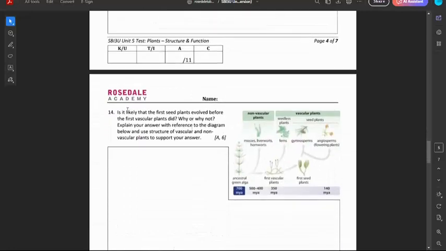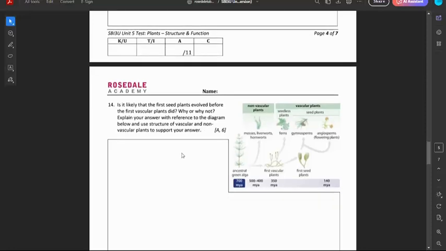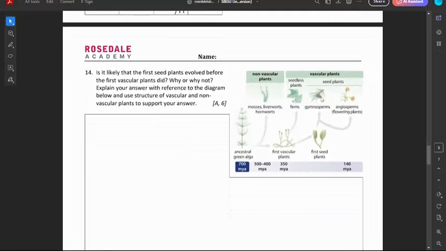Okay, 14. Is it likely that the first seed plants evolved before the first vascular plant did? Why or why not? Explain your answer with reference to the diagram below on the right, and use the structure of vascular and non-vascular plants to support your answer. Alright, we're going to zoom in a little here. This is a non-vascular plant. This is a vascular plant. All of these.